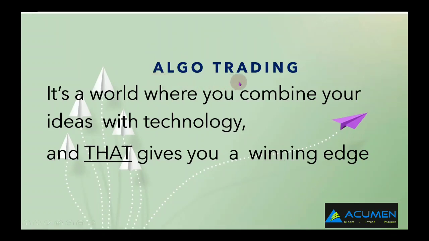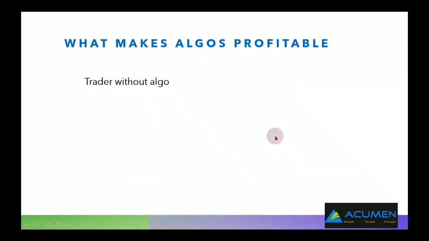So friends, algo trading is a technological world where you combine your trading ideas with technology, and that combination gives you a winning edge. It makes you a much more disciplined and profitable trader. So let's try and understand what is it that makes algos profitable. Let's look at a scenario where a trader is trading without algo and the same trader is trading with algo.